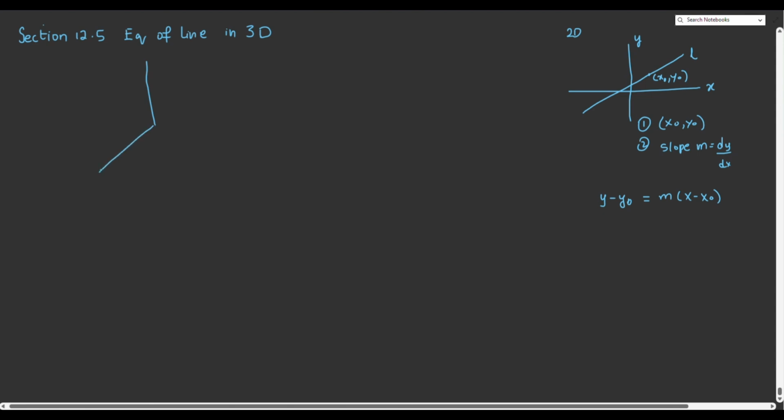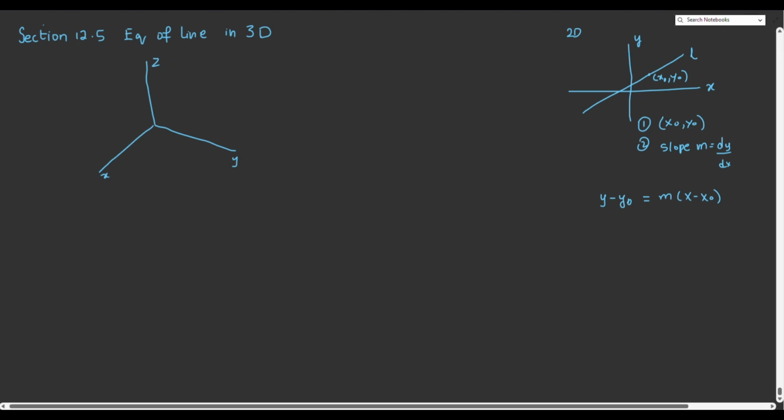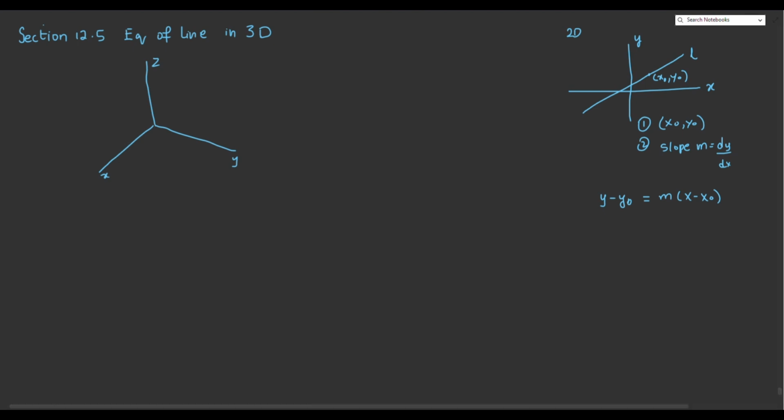We are in a 3D space, that is x, y and z, and we want to find the equation of this line. So the concept is the same, but there will be a little difference. Again, we need two information: the point through which this line is passing through. So here, since we are in a 3D space, let's say the line is passing through the point x0, y0 and z0. The second thing is the following, that we need a direction vector.